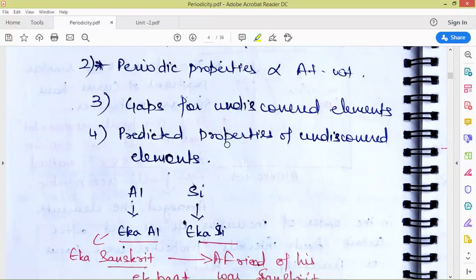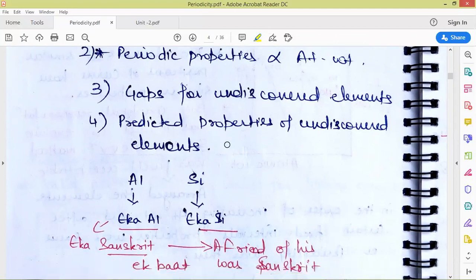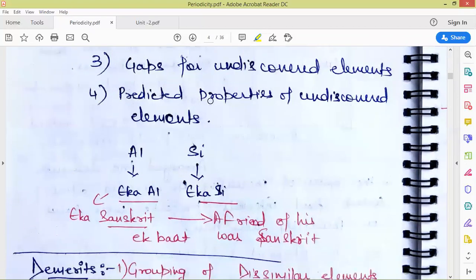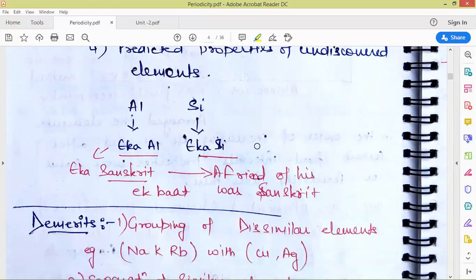So he placed a gap, which was the drawback of Newland's periodic table, that after the discovery of noble gases, his model got rejected. But he did this clever thing, that he put a gap for undiscovered elements. Periodic properties of undiscovered elements were also predicted.